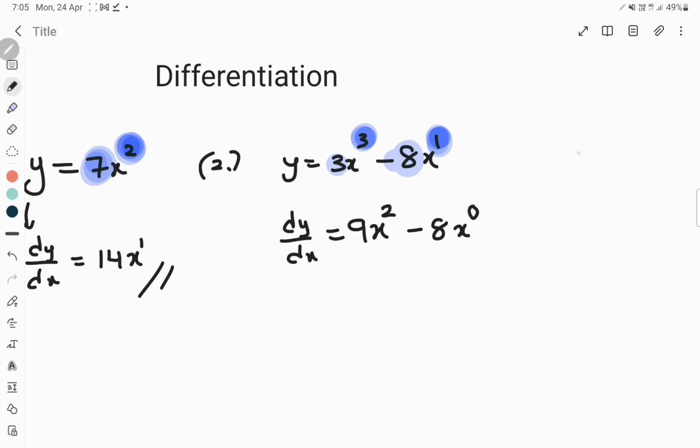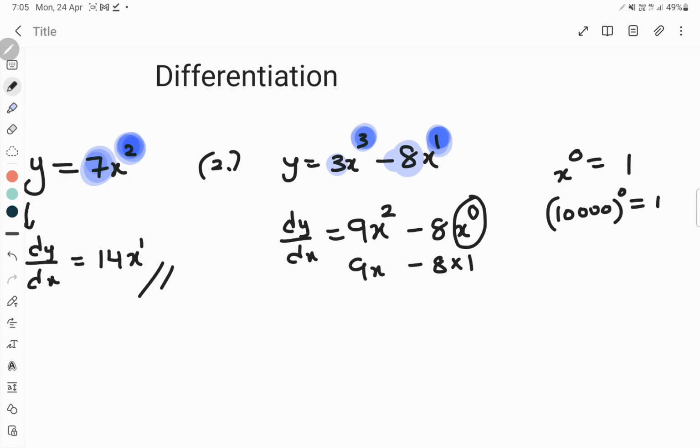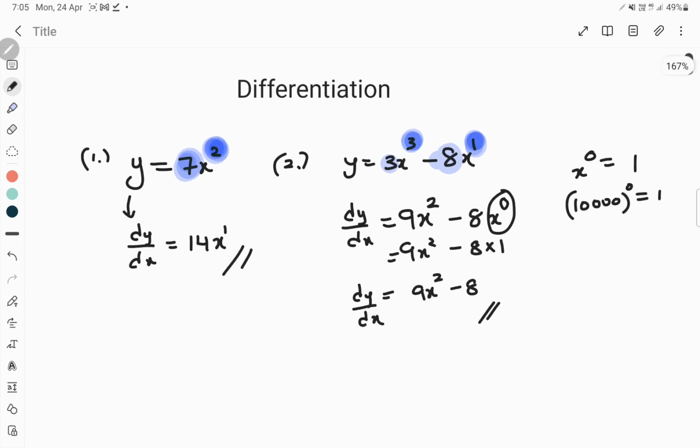So do you know that any number to the power 0 is equal to 1? Even 10,000 to the power 0 is equal to 1. 100,000 to the power 0, still it's 1. So you can write here, instead of x to the power 0, 1. So 1 times 8 is going to be what? 8, minus 8 actually. So 9x squared minus 8. That's going to be the differential of this. Alright, I hope you understood.